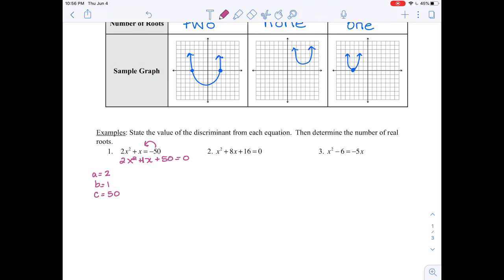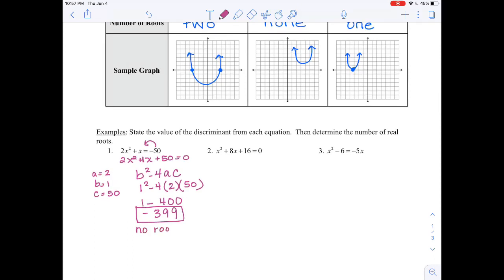Then to find the value of the discriminant, we're using our formula b squared minus 4ac. So here we have 1 squared minus 4 times a, which is 2, times c, which is 50. 1 squared is just 1. 2 times 4 times 50 is 400. 1 minus 400 is negative 399. So our discriminant has a value of negative 399. Because that's a negative number, that means that this equation has no roots, no solutions, no answers.